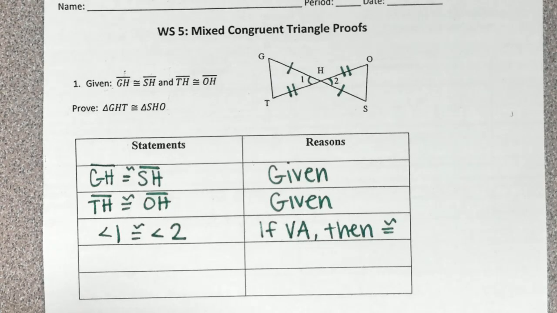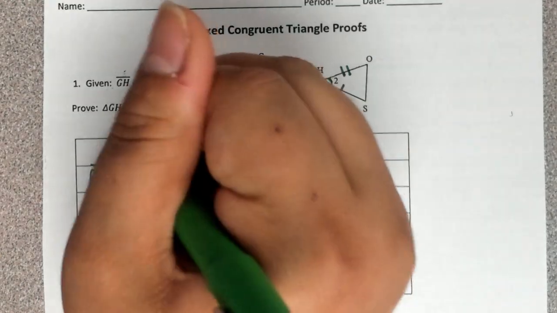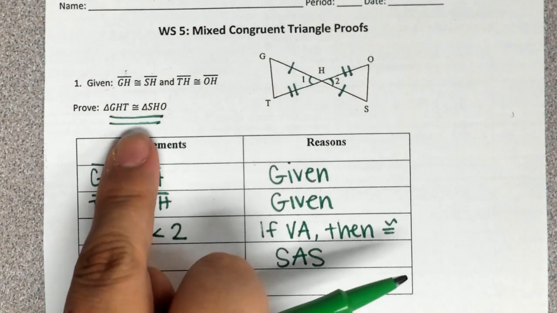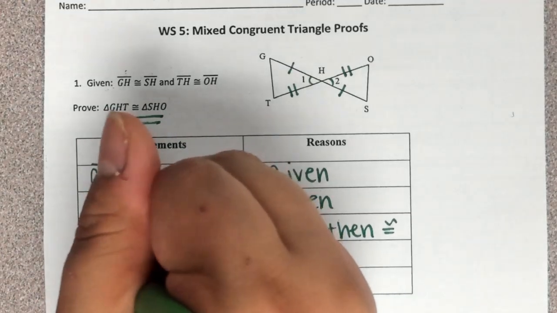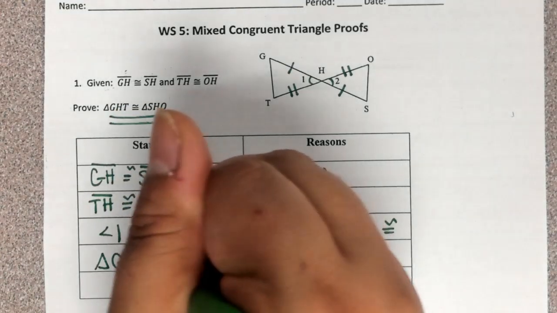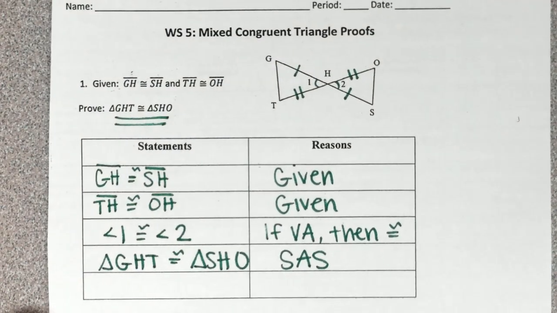What do I have here? SAS. I have SAS. And do y'all see how prove is this? I'm done. Triangle GHT is congruent to triangle SHO. We're done.